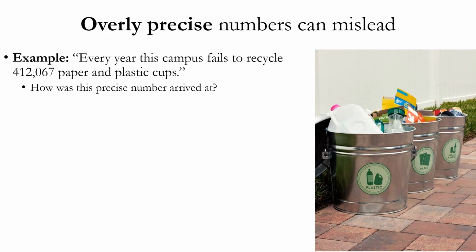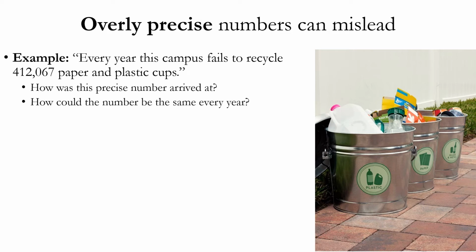First, how is this precise number arrived at? Chances are it'd be impractical to count every individual paper or plastic cup that had been placed in a trash can and not recycled on a campus. So presumably this number is going to be an estimate arrived at through some fashion. And whatever estimate it's going to be, it's not going to be precise to the last digit or unit. So you need to question the methodology for how this number was created.